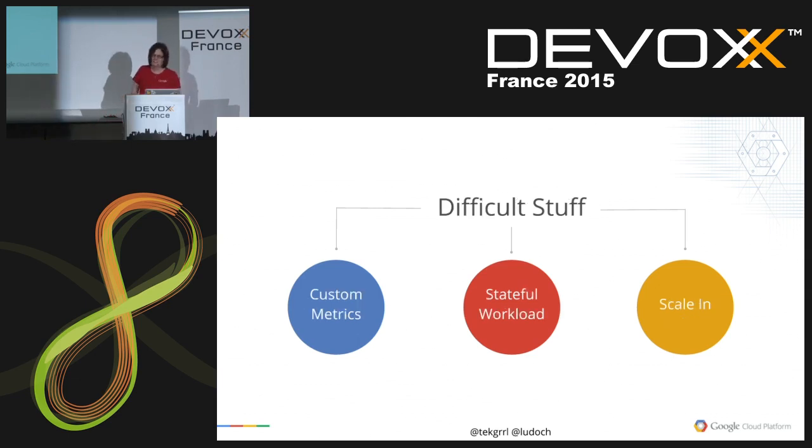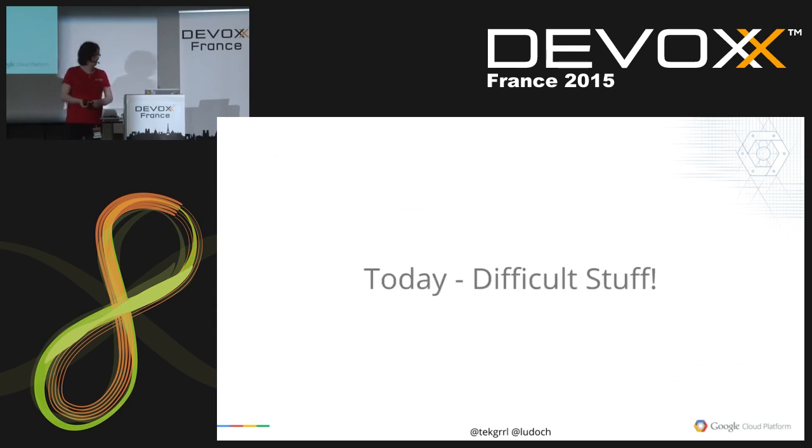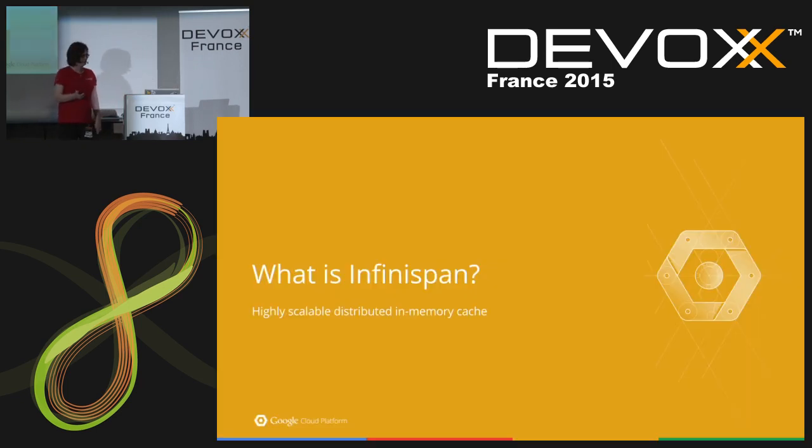The more difficult stuff is doing things like custom metrics, things that you care about, application-specific metrics. Stateful workloads are also tough. And the ability to scale in is very difficult. We'll talk about that more shortly. So today we're going to talk about the difficult stuff, not the easy stuff. So the easy stuff should be fairly straightforward. So we're going to talk about Infinispan.